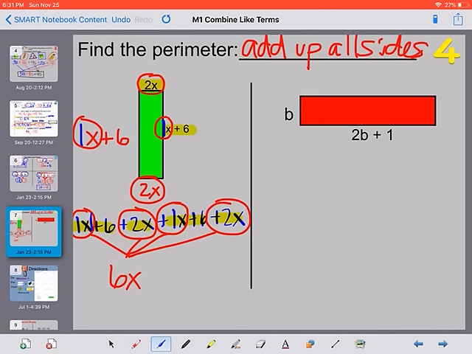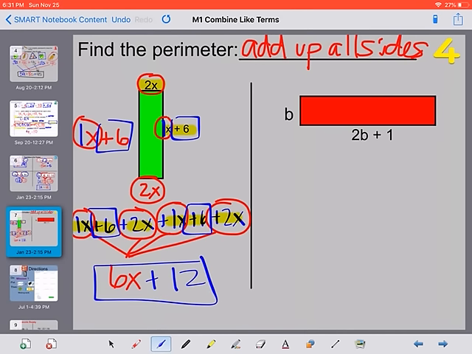Then combining just our numbers, 6 plus 6, right here, 6 plus 6 is 12. So our perimeter is 6x plus 12. We don't know an exact number because we don't know what x is.